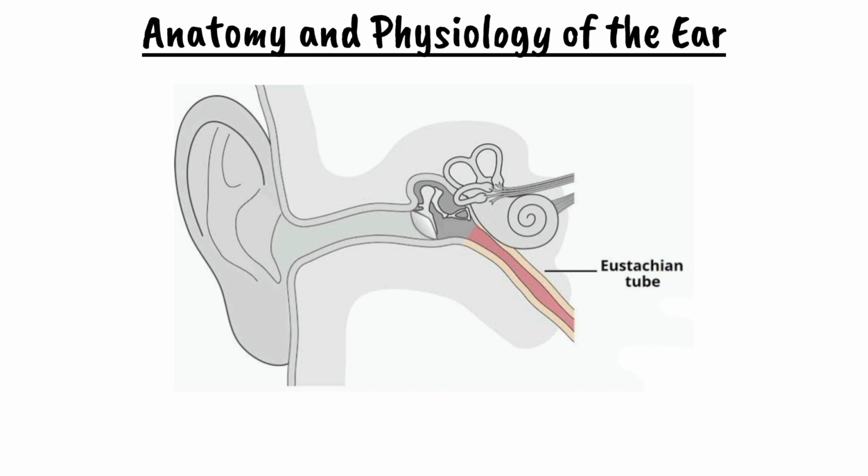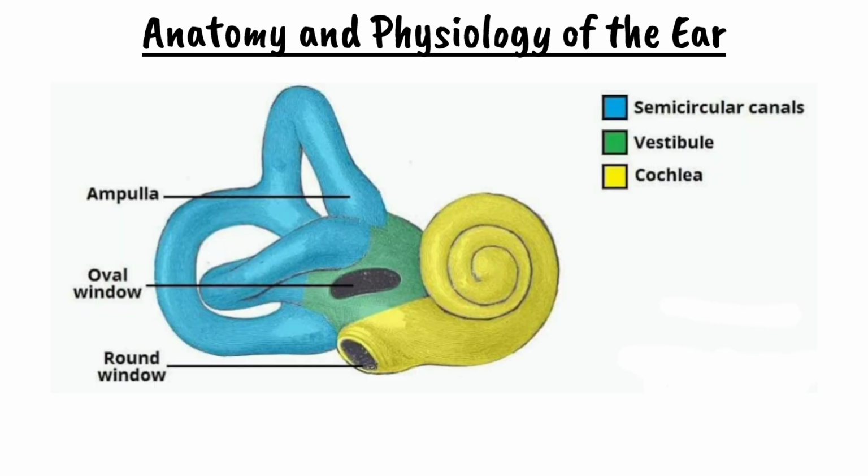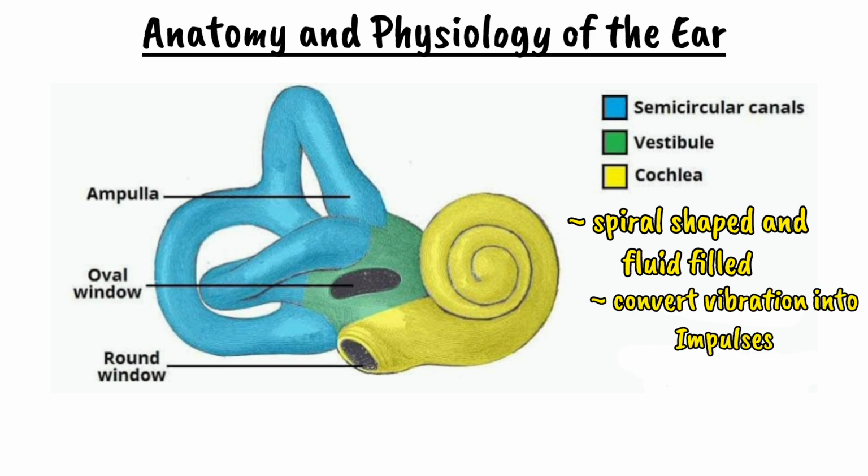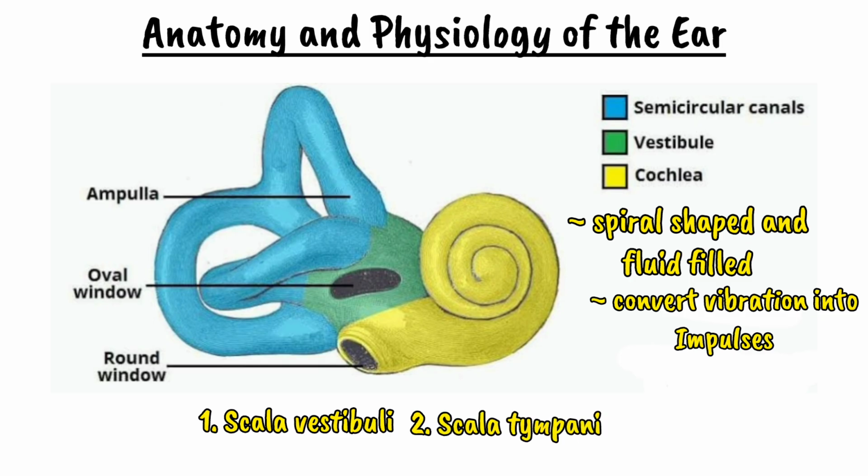Now, the inner ear. The inner ear consists of the bony labyrinth, which houses the cochlea, the vestibule, and the semicircular canals. These structures are filled with fluid and they contain specialized sensory cells that detect sound and balance. Now, let's talk about the cochlea. The cochlea is actually a spiral-shaped, fluid-filled structure which is responsible for converting vibrations into nerve impulses. Inside the cochlea, there are three chambers: the scala vestibuli, the scala tympani, and the scala media.